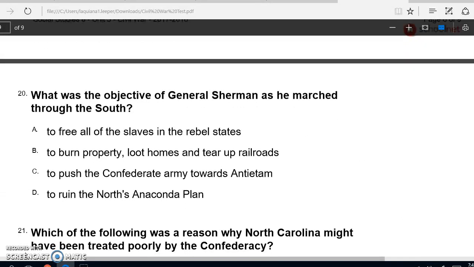And number 20. What was the objective of General Sherman as he marched through the South? A. To free all of the slaves in the rebel states. B. To burn property, loot homes, and tear up railroads. C. To push the Confederate Army towards Antietam. D. To ruin the North's Anaconda Plan.